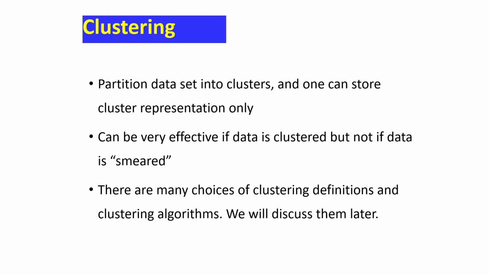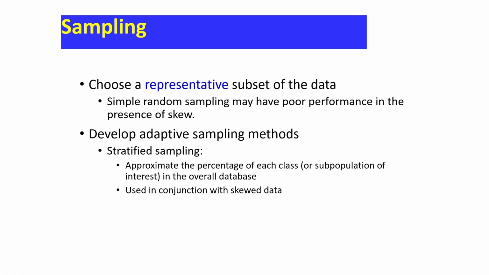Clustering is another way, I talked about it. You can do sampling, choosing a representative subset of the data, that is called sampling. Sampling is very important in many aspects of machine learning, and you can use random sampling, or you may not use random sampling. Sometimes random sampling can give you poor performance. So, it is better to use stratified sampling, approximating the percentage of each class in the overall database, and then you subsample this. That is called stratified.